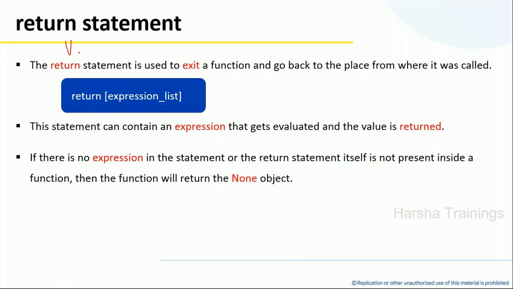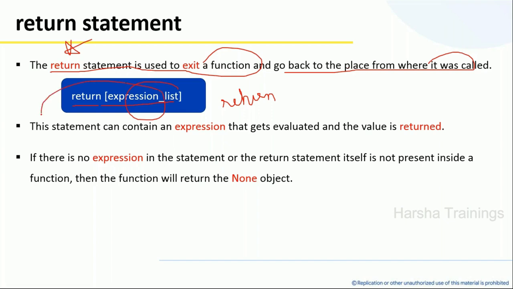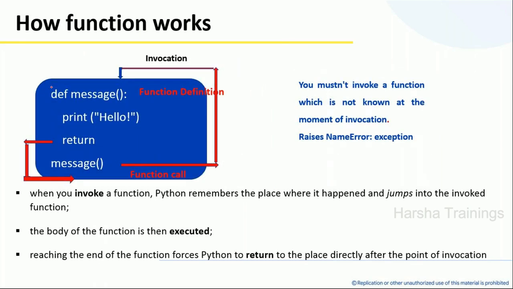Now, this is important: what is a return statement? A return is a statement used to exit the function and go back to the place where we have called it. The basic syntax of return is available in two versions: return with an expression, and sometimes simple return. When the expression returns true, I will return it back. If there is no expression, it is going to return None.